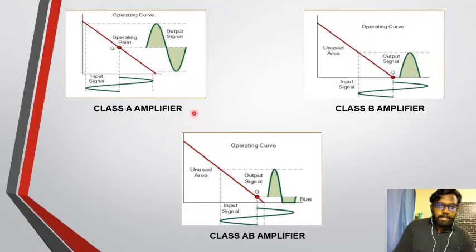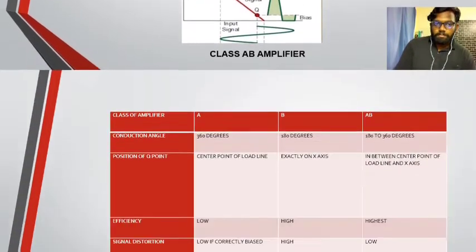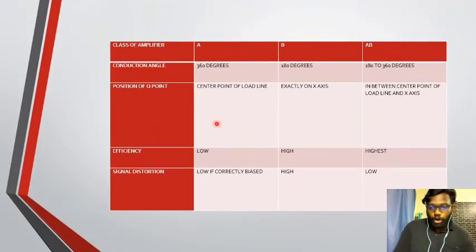So this is an example of an output waveform for Class A amplifier. This is an example for Class B amplifier, and this is the drawing of the output waveform for Class AB amplifier. Based on what I've said, the conduction angle for Class A amplifiers is 360 degrees, B is 180 degrees, and for AB it's in between 180 to 360 degrees.